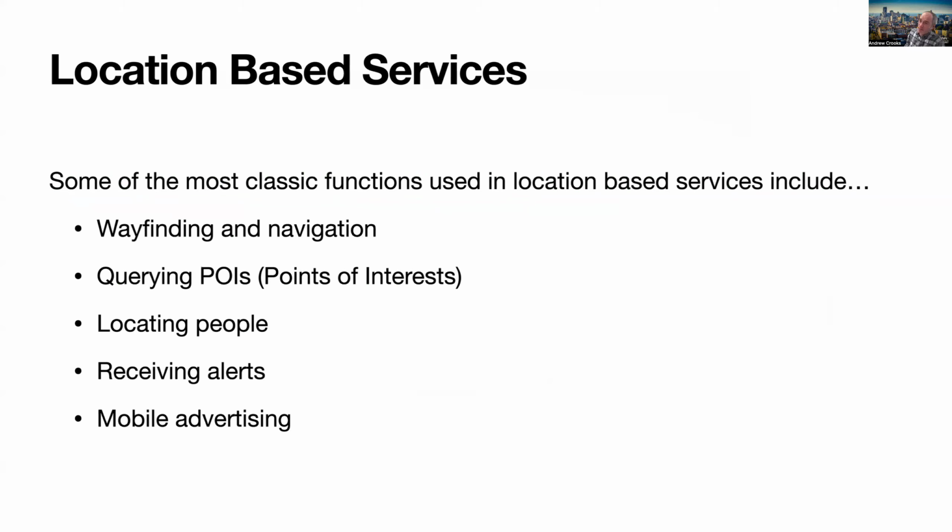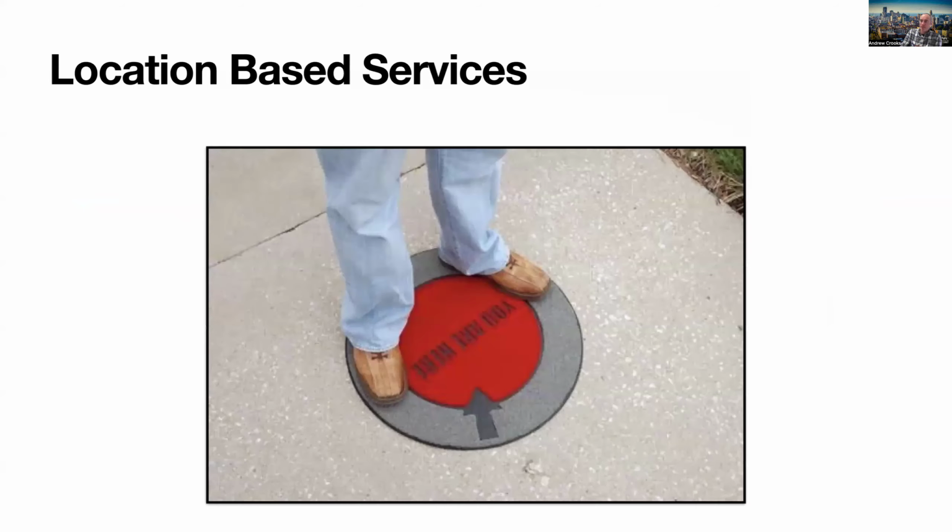So, some of the most classic functions used in location-based services include wayfinding, navigation, querying POIs or points of interest. So that would be your Yelp restaurant reviews, Yelp restaurants in an area, find my phone applications or locating types of people, receiving alerts based on where you're located, emergency alerts, or just mobile advertising inside these types of things. But location-based services, it's all about you and where you are, where are you now? Or, if you're standing on this sign, you are here.